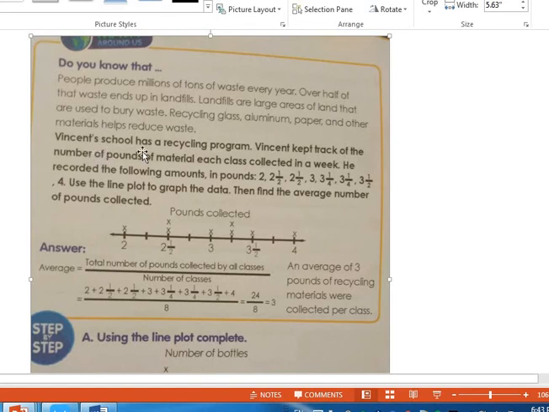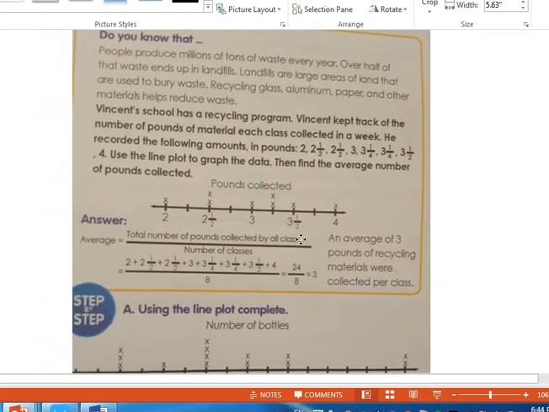Vincent's school has a recycling program. Vincent kept track of the number of pounds of materials each class collected in a week. He recorded the following amounts in pounds: 2, 2.5, 3, 3/4, 3.25, 3.5, 4. Use the line plot to graph the data. Then find the average number of pounds collected. Let's do it.